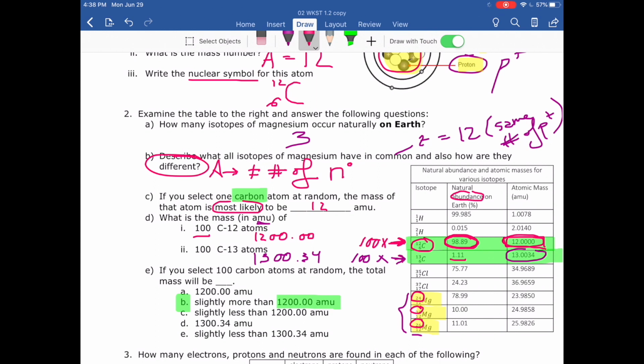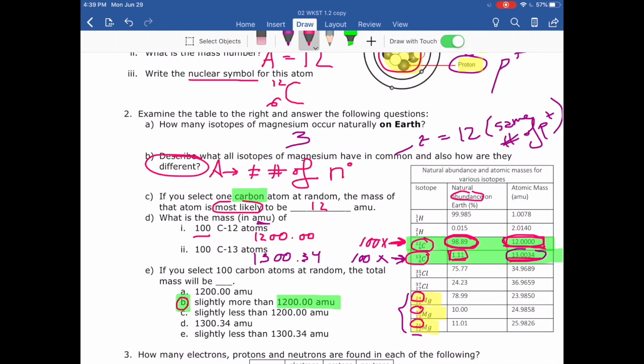So the mass of the carbon atoms is going to be 12. But the thing is that we still have 1% of those carbon atoms that are the other type of isotope. That's why, because the mass is a little higher than that, we say that it's going to be slightly more than 1200 AMUs.